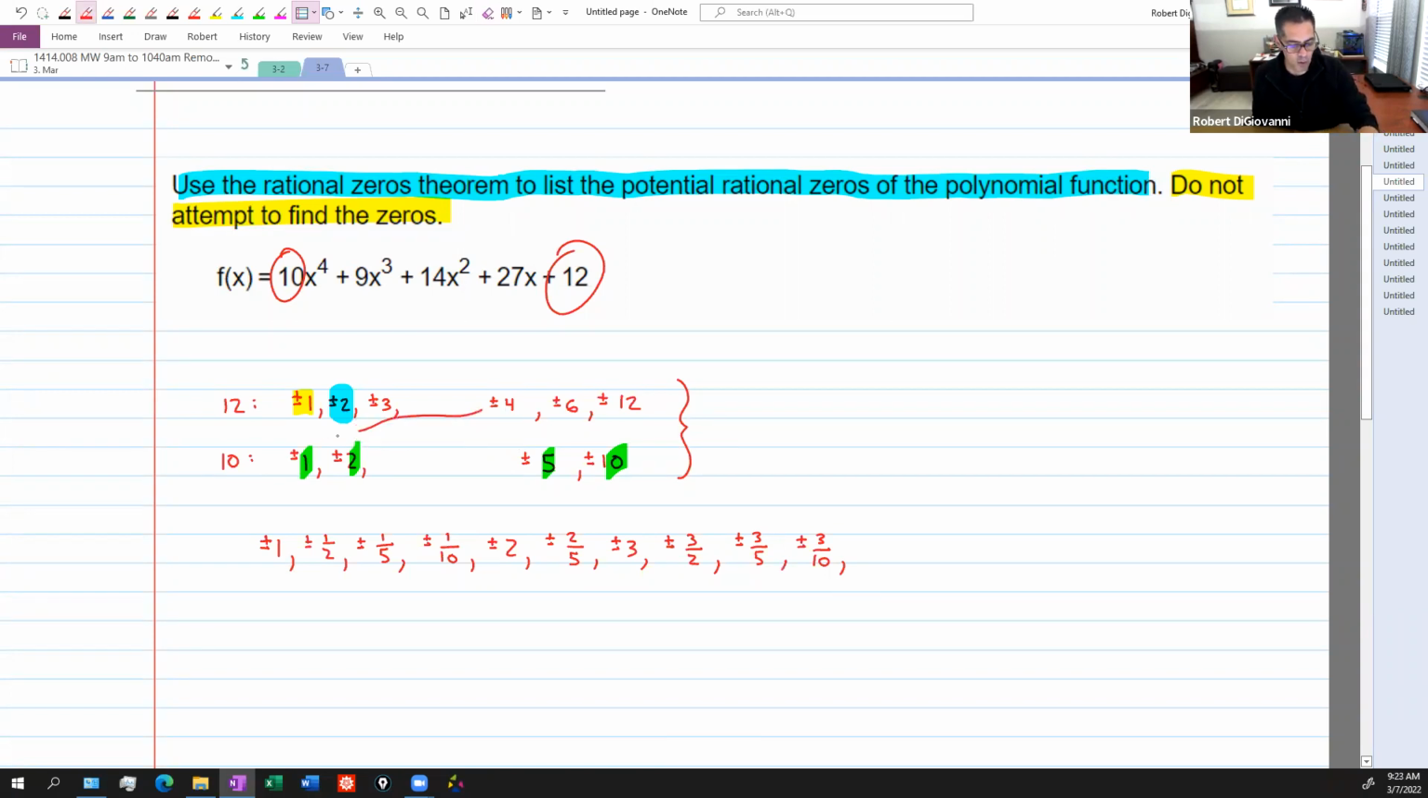Okay, now 4 over 1. It's 4, I don't have that. How about 4 over 2? That's 2, right? And I have that in my list, it's right here. 4 over 5, I don't see a 4 over 5 anywhere. 4 over 10, what's 4 over 10? 4 over 10, that reduces to be 2 over 5. Do I have 2/5? Right there, I do, so I'm not going to do that one. And I'm going to keep going.